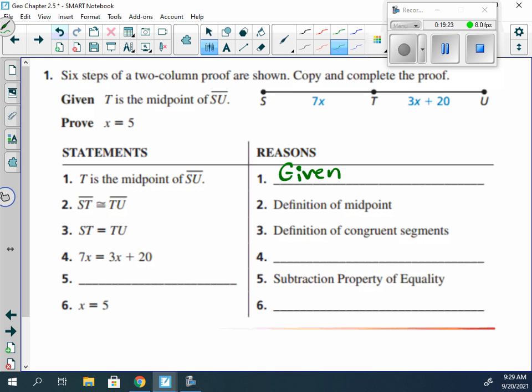If 2 segments are congruent, it means that their lengths are the same. So I can say that the length of ST is equal to the length of TU. Why do we know that? The definition of congruent segments, that's what it means to be congruent. So really these first 3 statements, the first one was given to us. Because it's a midpoint, it means that we have 2 congruent segments. That's just the definition of midpoint. Since they are congruent, it means that they are equal. That's just the definition of what congruent means.